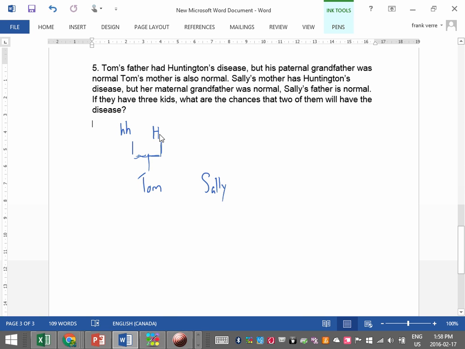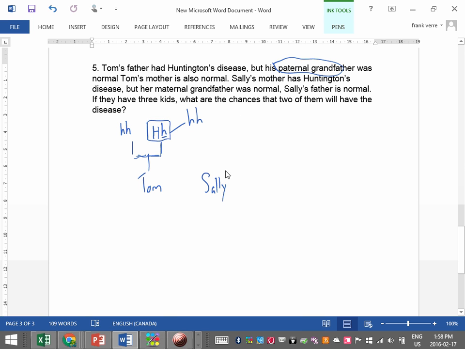Tom's father had Huntington's, and Tom's father's, hold on, let me slide over. So this is Tom's father right here, okay? It says Tom's paternal grandfather, which is his father's father, I ran out of room here, was normal. So that means that Tom's father has to be heterozygous, because Tom's father's father was normal.